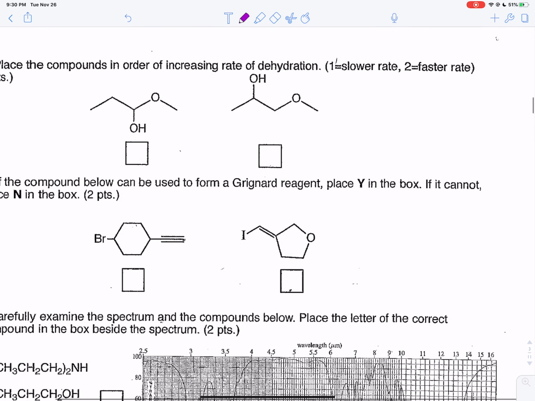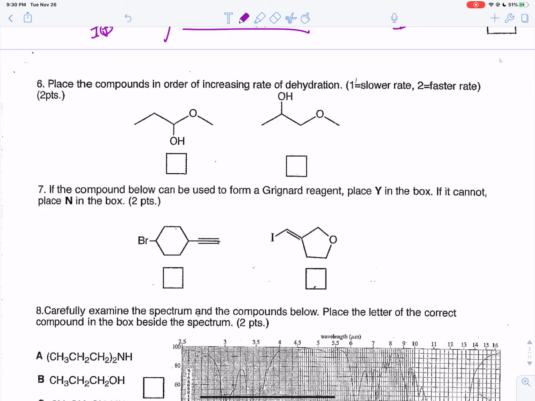Okay, so place the compounds in order of increasing rate of dehydration, 1 being the slower, 2 being the faster. So you need to know dehydration is the removal of water, and you're going to result in a functional group that is the alkene, right? So this could be like H2SO4 in heat. Acid catalyzed dehydration, you're going to protonate the OHs, form water as a good leaving group for both of them, okay?